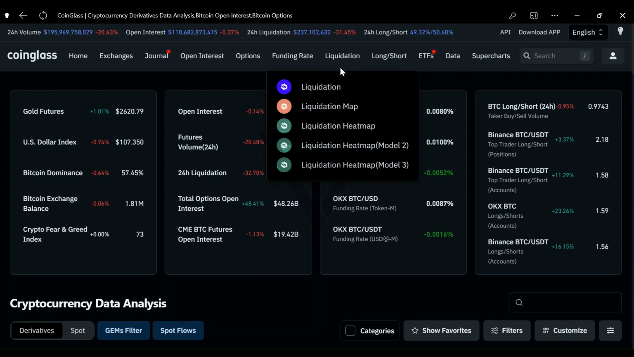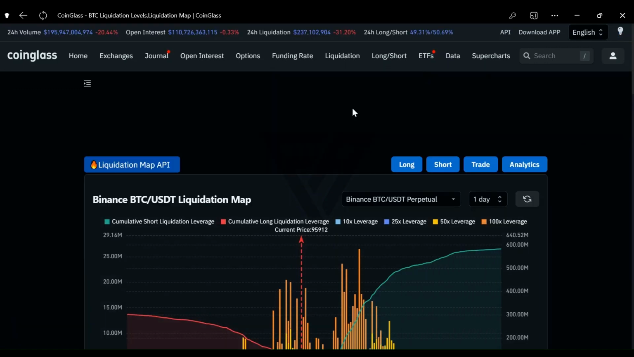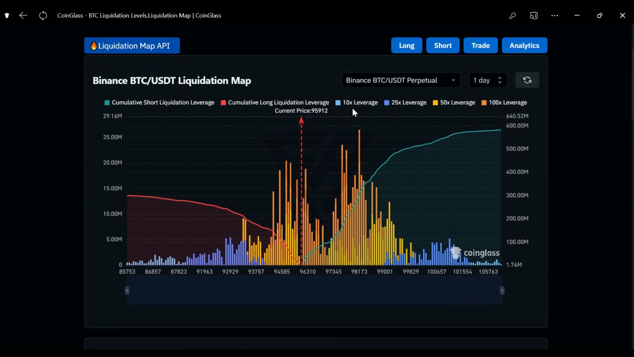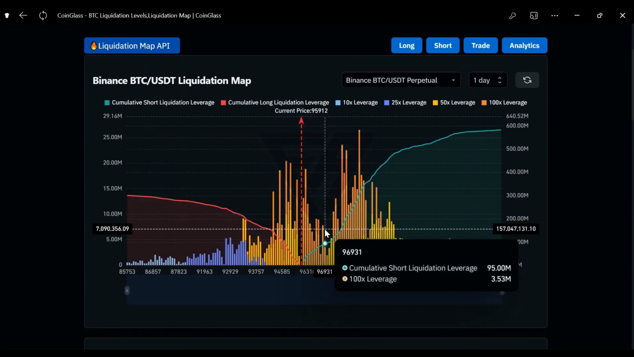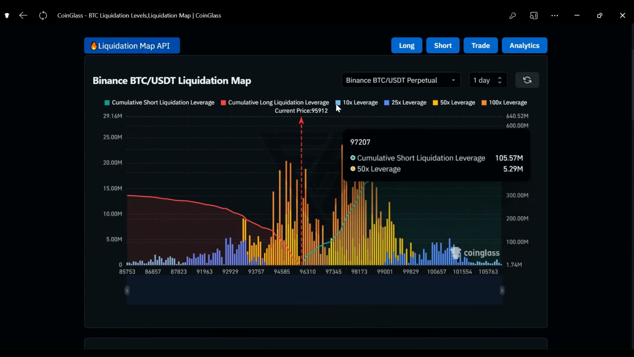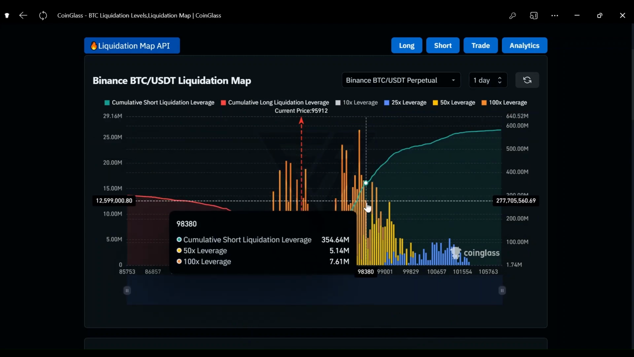Let's start with liquidations. Here you will find real-time liquidations data, liquidation maps and heat maps. The liquidation map shows estimations of liquidation levels of both longs and shorts by their leverage. You can look at liquidation maps by different time frames and by different coins. You can also look at liquidations by exchange.